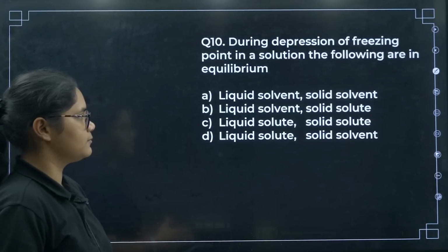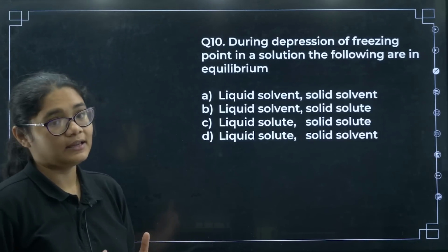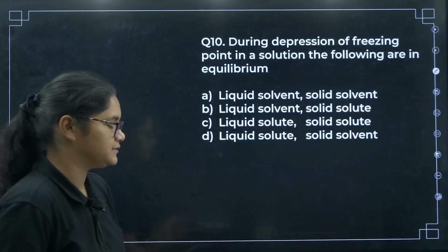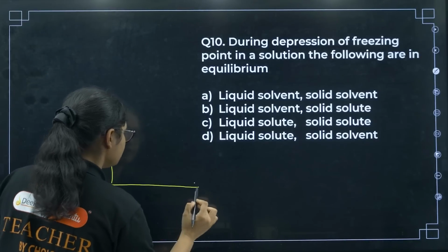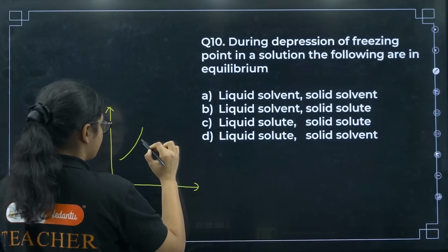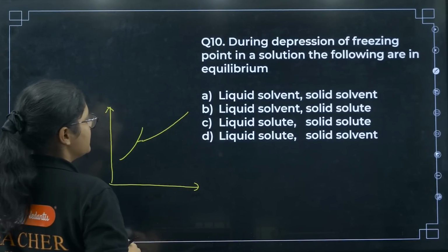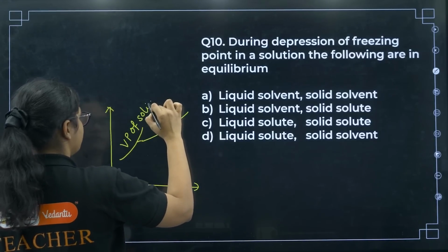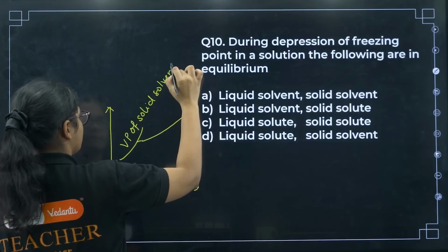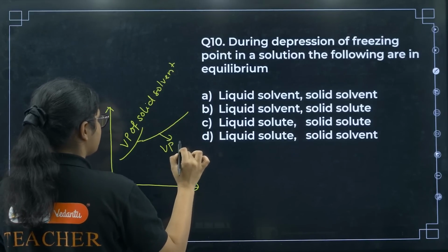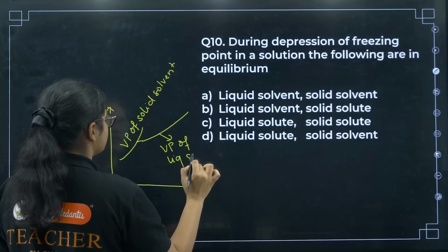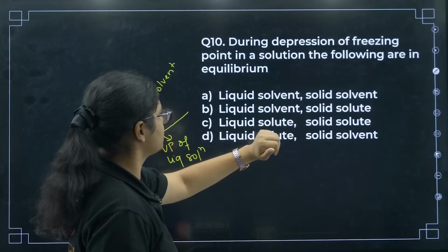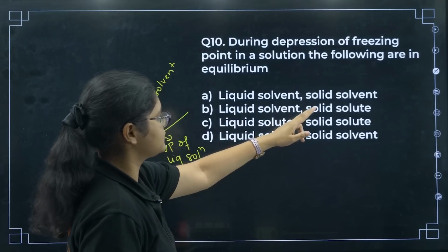During the depression of freezing point in a solution, the following are in equilibrium. This is very, very important. When the freezing point depression happens, exactly what is it? If you have seen the graph here, this is like this. Okay, so here it is the vapor pressure of the solid solvent. And this one has to be the vapor pressure of the liquid solution. Okay, so liquid solvent and solid solvent, liquid solvent and solid solute.